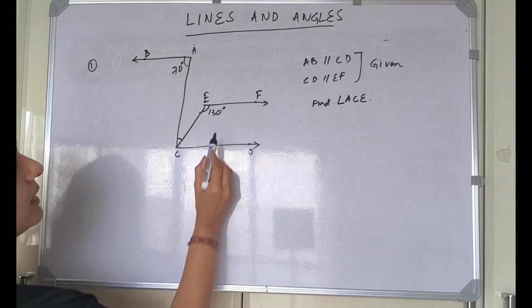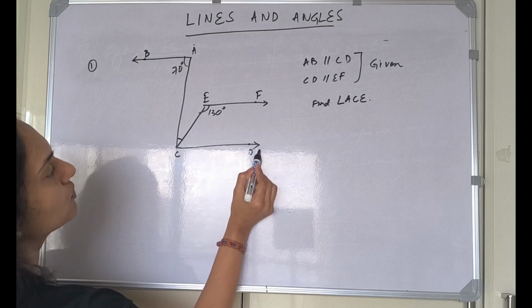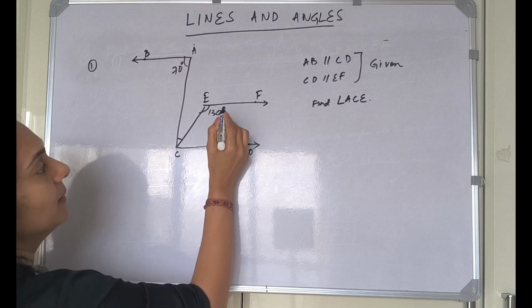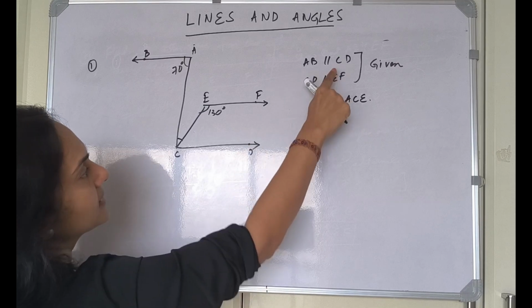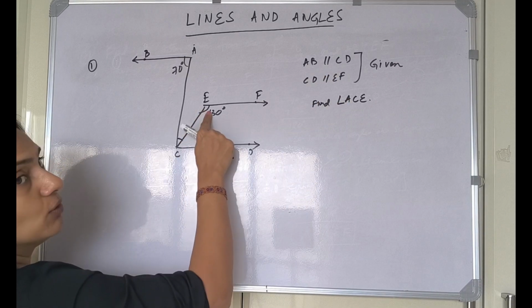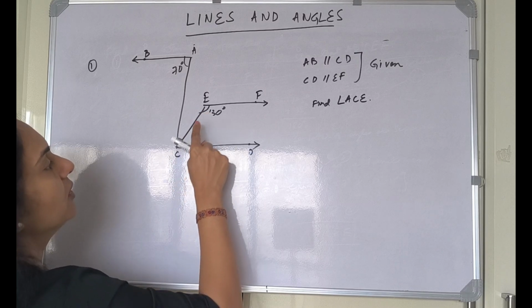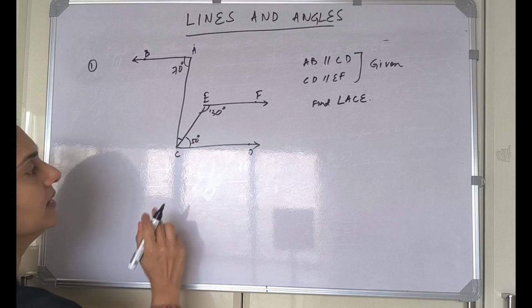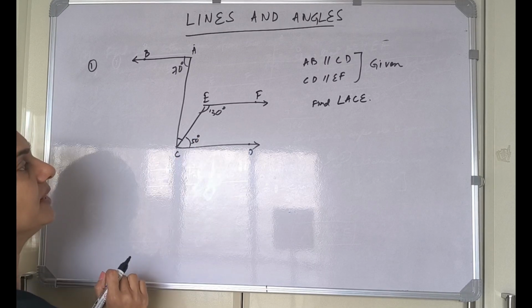How to get that? Now since EF is parallel to CD, co-interior angles are supplementary. Because EF is parallel to CD, which is given, these two are co-interior angles, so they will be supplementary. So 180 minus 130 is 50 degrees. So this angle we are getting is 50 degrees.